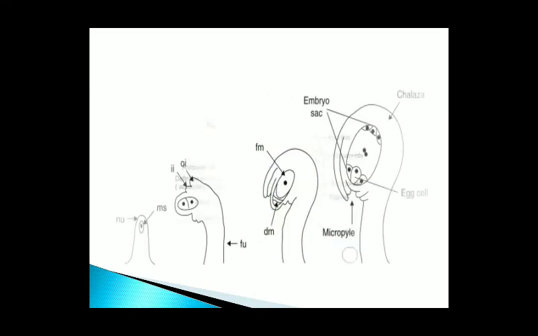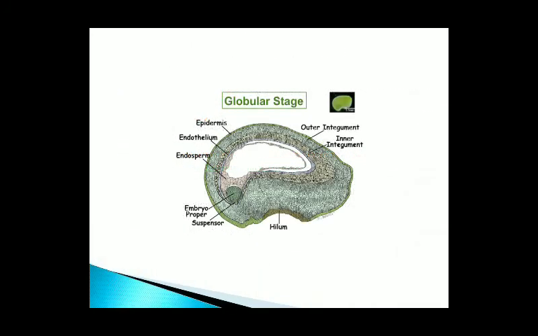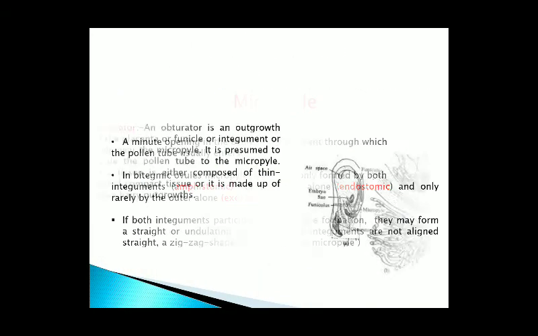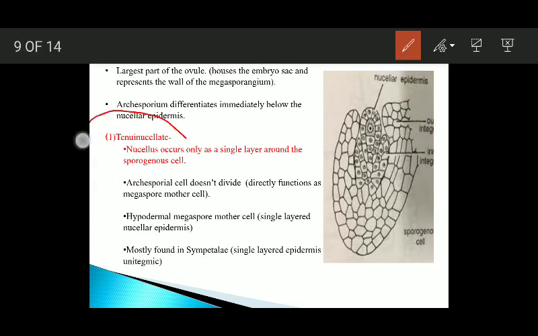Now, depending upon the type of nucellus found in an ovule, there are different types of ovules, mostly three types. The first one that we are going to talk about is the tenuinucellate ovule. Those ovules where nucellus occurs as a single layer around the sporogenous cell are known as tenuinucellate ovules. Now, how this condition arises, I will make you understand here.